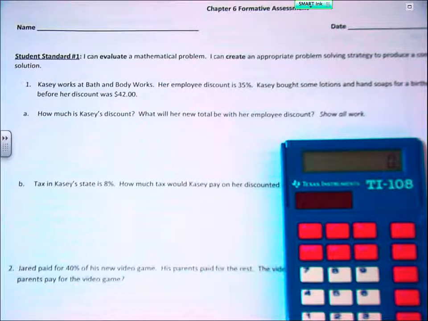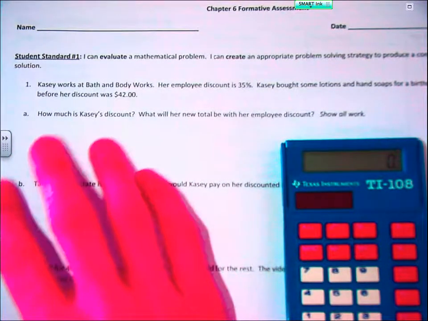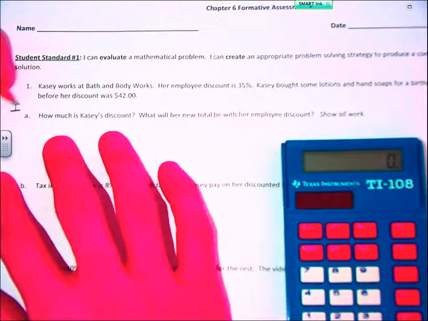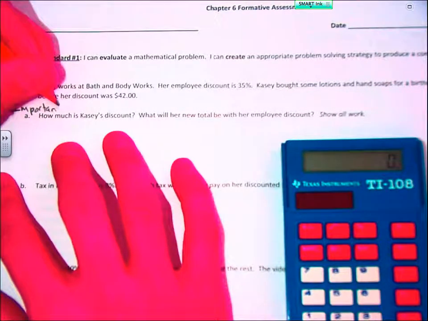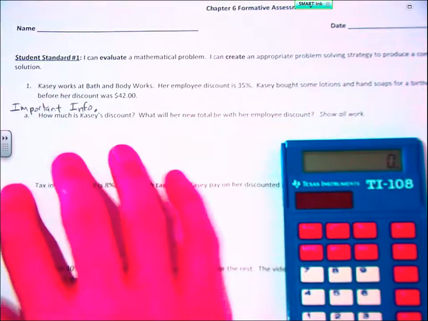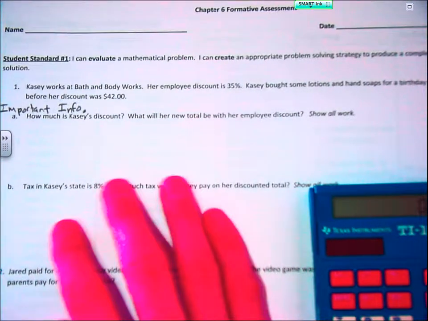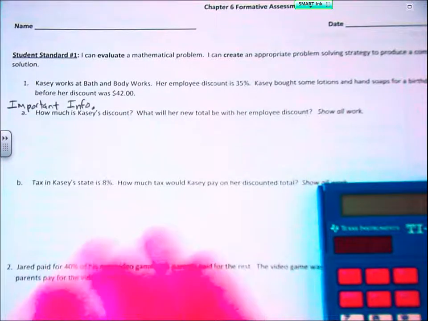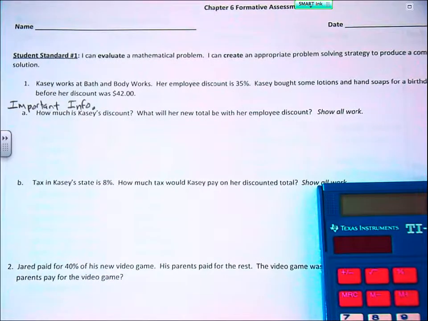tests. So the first thing I'm going to do is I know this is the problem solving standard, so I know I need to put in the important info. Next, to save time, I'm not going to read through the question. I'm going to show you what I did. I've read through the question several times. As I'm taking a test, I want to read through the questions several times.